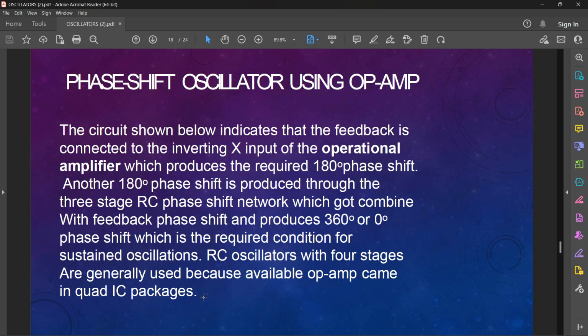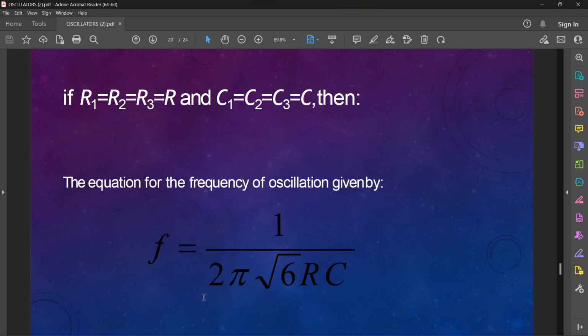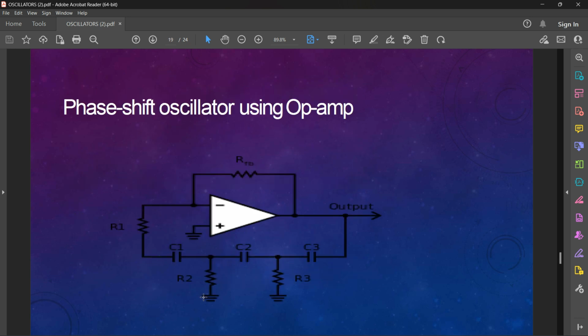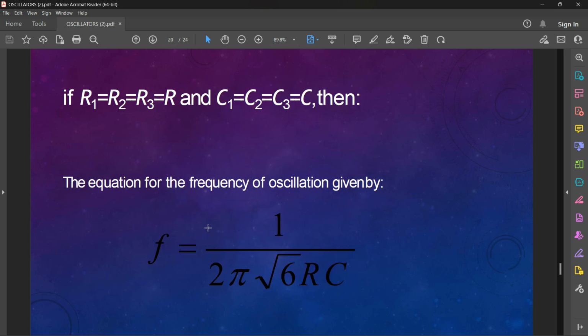RC oscillators with four stages are generally used because available op-amps come in quad IC packages. So here we have R1, R2, R3. We have taken the same value of R and the same value of C for this phase shift oscillator. So R1, R2, R3 is equal to R, and C1, C2, C3 is equal to C. Then the equation of frequency of oscillation is given by f is equal to 1 by 2 pi root 6 RC.